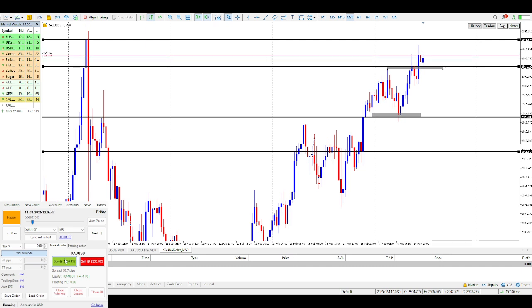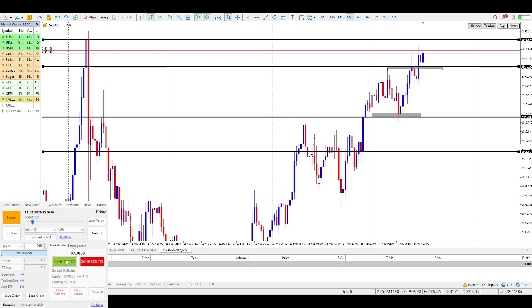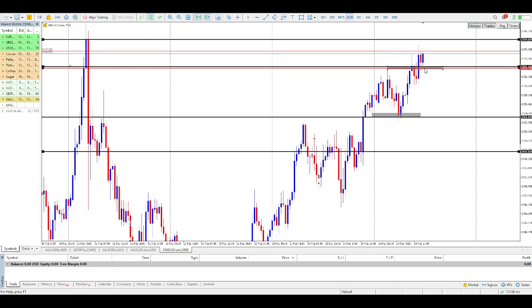Price is yet to break that previous M30 high. I wanted to take buys, but it is yet to break the high. We are during a volume time. Okay, I'm going to take buys with a point. I've risked 5%.